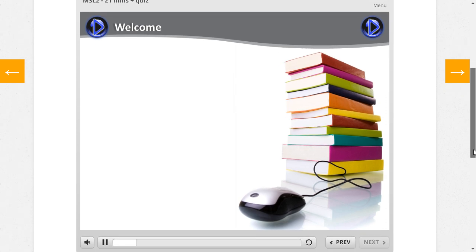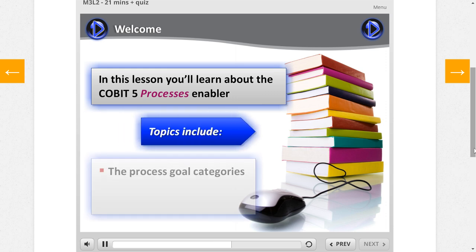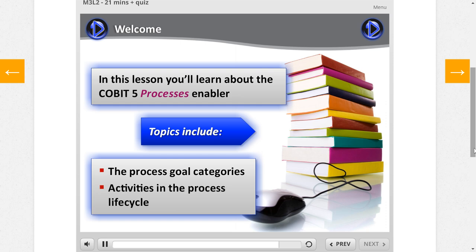Welcome to Module 3, Lesson 2, where you'll learn about the COBIT 5 Processes Enabler. In this lesson, we'll study a number of topics including the process goal categories and activities in the process lifecycle.